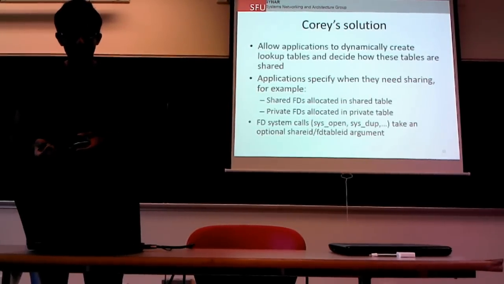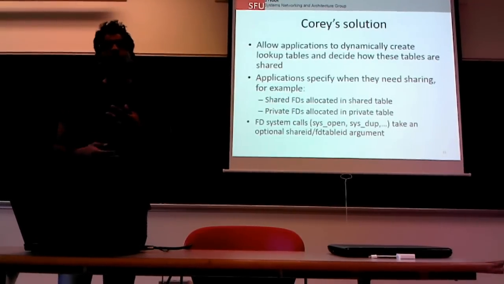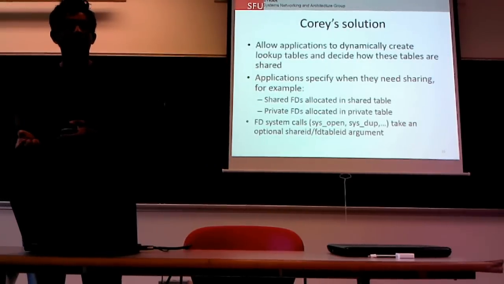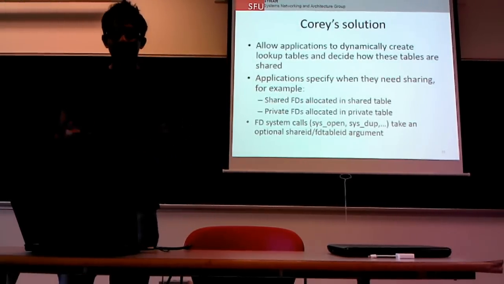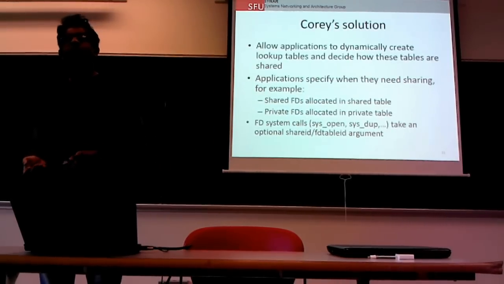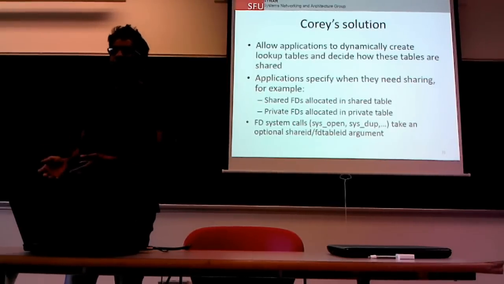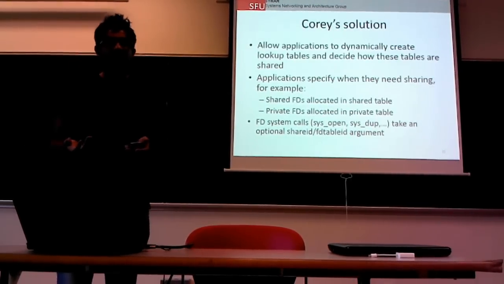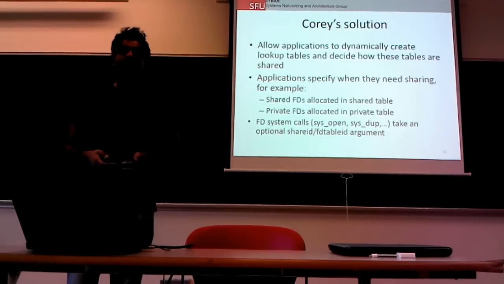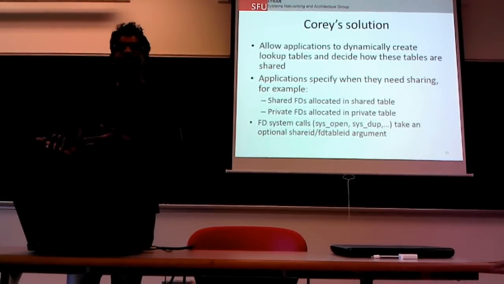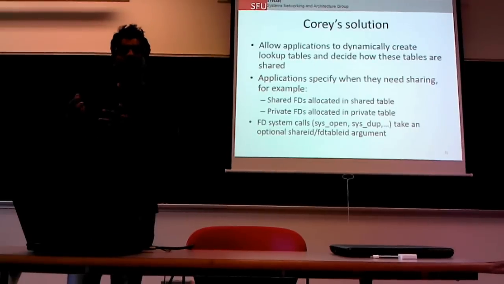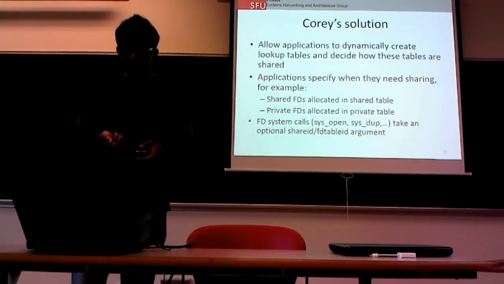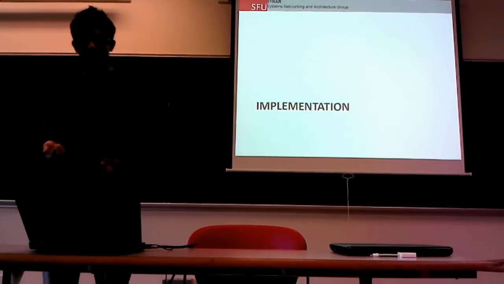So in Corey, what we do is we let the application create dynamic lookup tables on the go, and so it gets to decide, say in the example of the file descriptor table, when it needs to create a shared file descriptor table or when it needs to create a private file descriptor table. It also introduces a few interface changes, like for system calls, it can pass an argument like share ID or file descriptor table ID and things like that, which will tell it whether it needs to go into the shared file descriptor or into the private file descriptor. So my friend Xiaonan will talk about the implementation details.